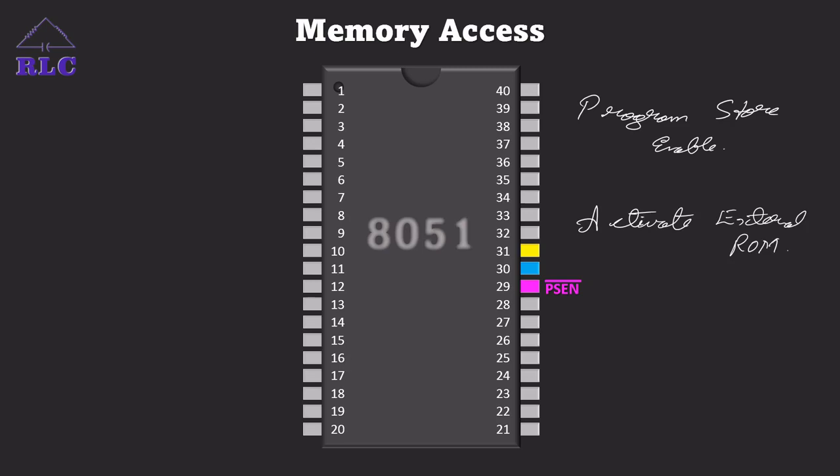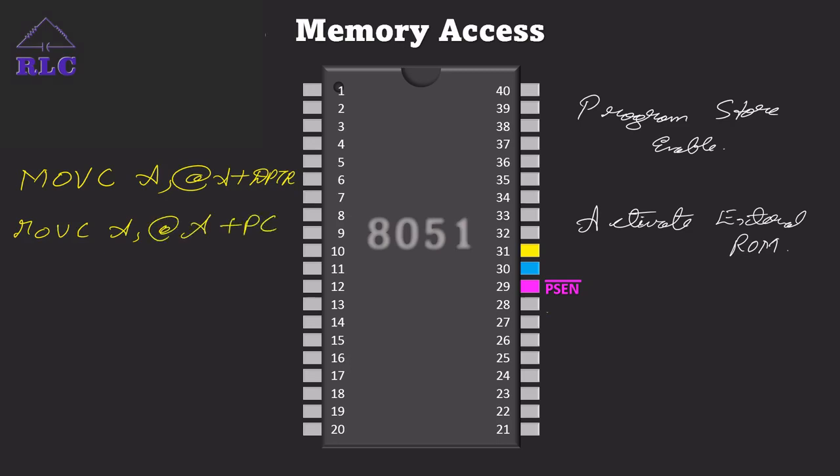One more main thing is that this pin will be activated only when we use the MOVC instruction. There are two such instructions: MOVC A, @A+DPTR and MOVC A, @A+PC. It is a program store enable pin, an active low control signal used to activate external ROM.